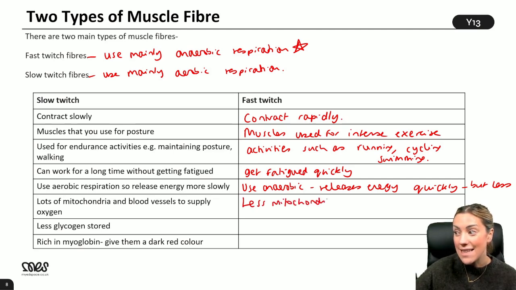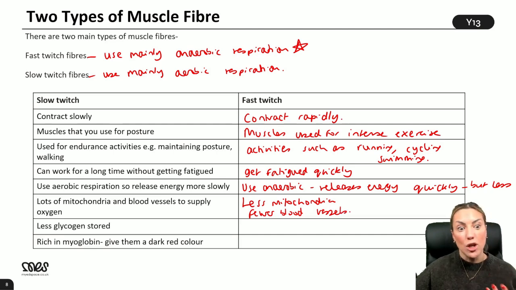Slow twitch have lots of mitochondria, fast twitch have less mitochondria. Again, makes sense. Mitochondria are the site of aerobic respiration. So slow twitch using mainly aerobic are going to need more mitochondria, whereas fast twitch using mainly anaerobic are going to need less mitochondria.